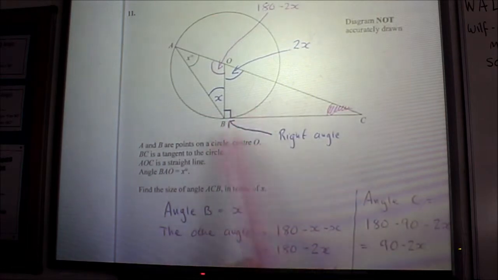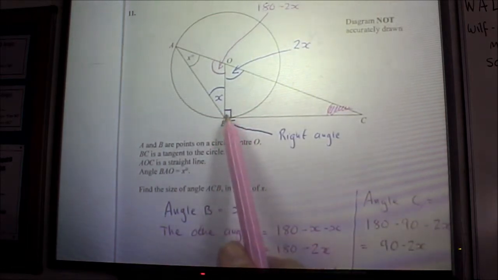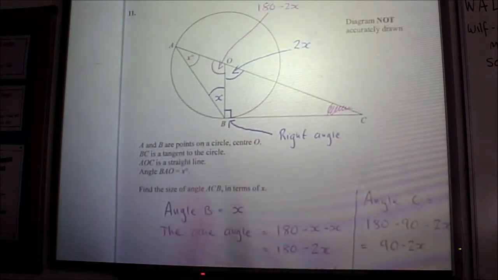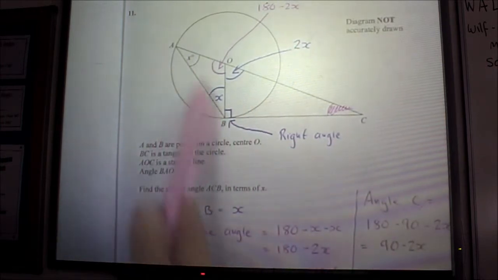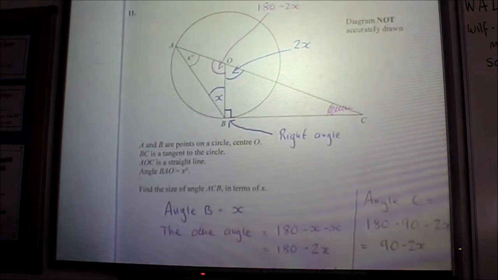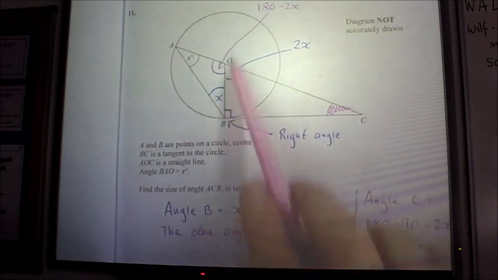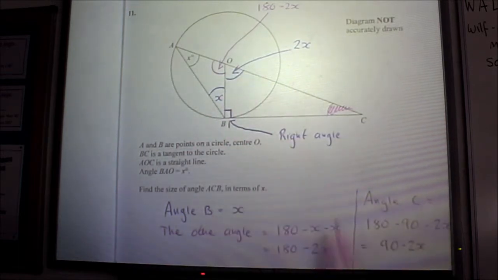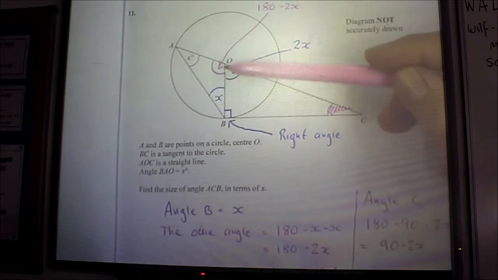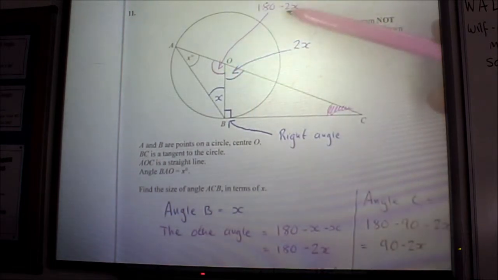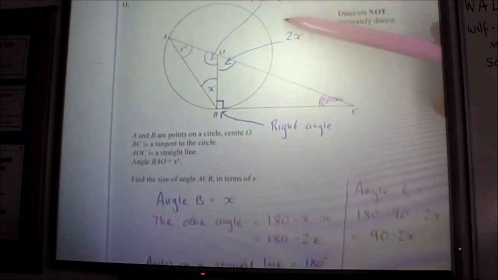Right, first thing I've done. Angle B is x, so I'm going to call that x in there. We know that's 90 because it's a right angle, which is fine. The other angle is also x because this is an isosceles triangle. So we know that this angle in here of the triangle would be 180, take away x, and that's going to give us this angle here. So 180 take away 2x.